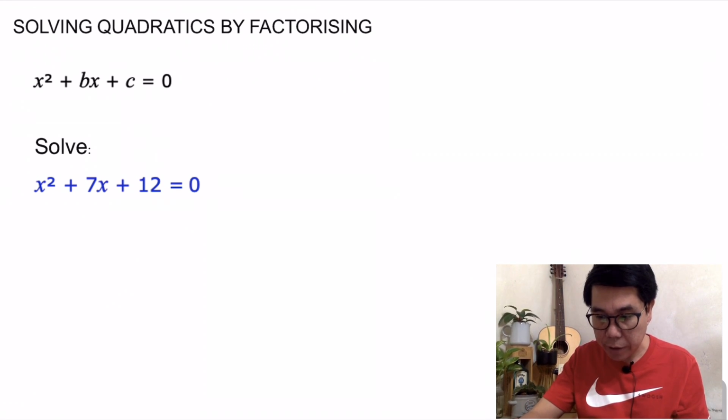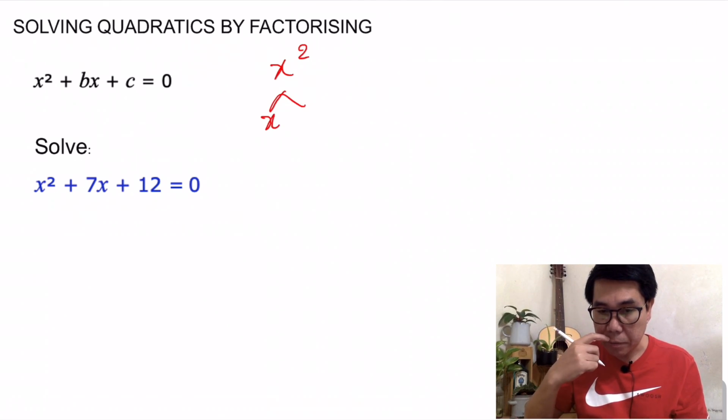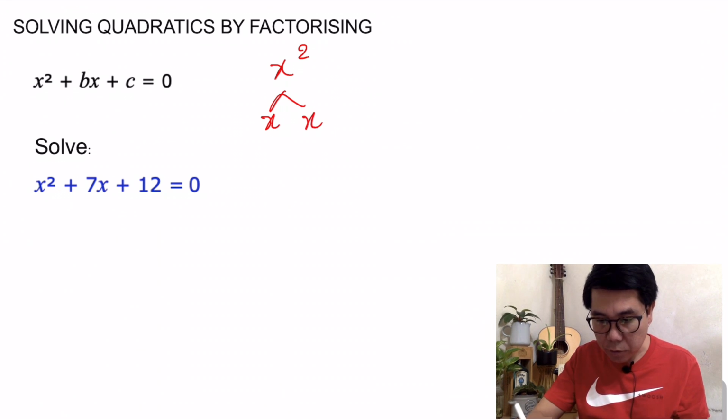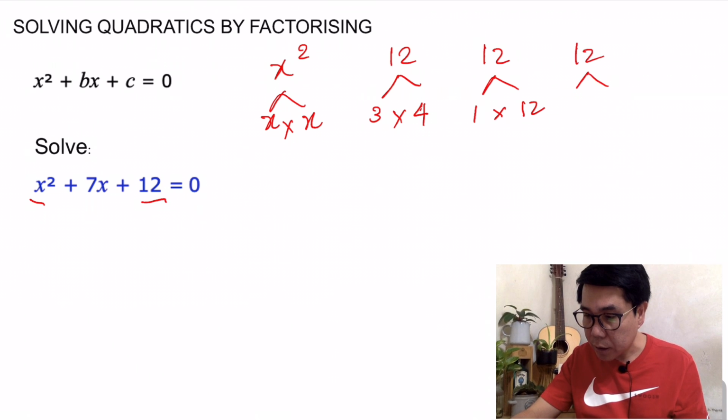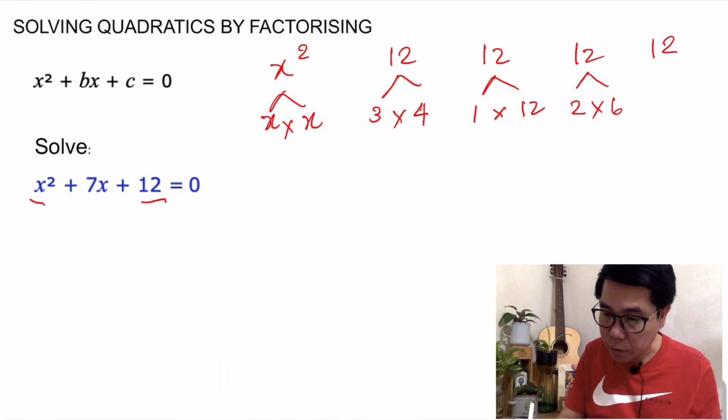So x squared is x times x. Then we also have to find the factors of 12. We have 3 and 4. 12 also can be 1 times 12, and 12 can be 2 times 6. No more.